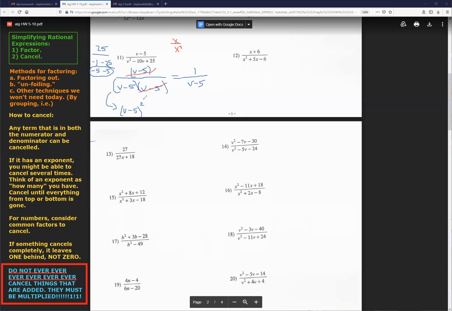And if you're not comfortable with your unfoiling, well, it's going to be a pretty important process throughout the rest of this worksheet. So that's something we are definitely going to need to be comfortable with.